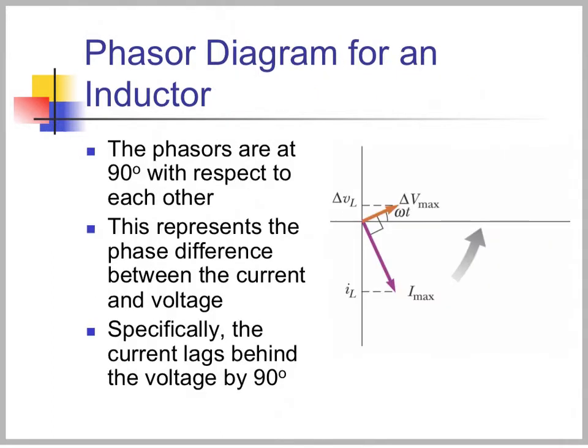So the phasors for the voltage across an inductor and the current through an inductor are 90 degrees out of phase with each other. That represents a phase difference between the current and the voltage. Specifically, the current is 90 degrees behind the voltage. Remember, behind, because these things rotate around, and so as this vector crosses maybe this axis, this one is going to be 90 degrees out of phase in terms of ωt.